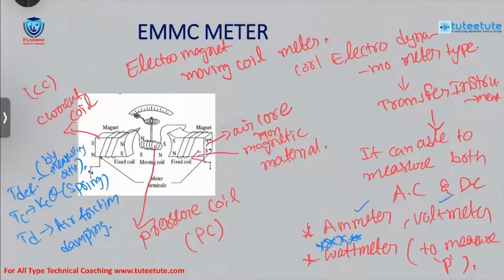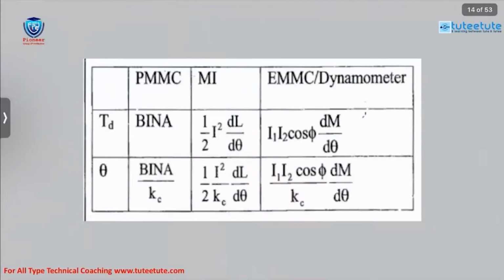Okay, this instrument can be used as an ammeter, voltmeter, as well as wattmeter. But in general, we prefer it for measuring power, that is, as a wattmeter. Here I summarize the formulas related to different instruments. PMMC, moving iron, and dynamometer or EMMC, both are same. The formulas are like this: deflecting torque and deflection, where Kc is the spring constant and M is the mutual inductance.